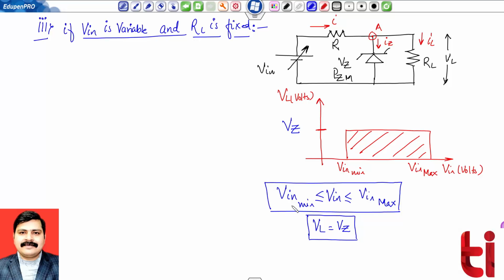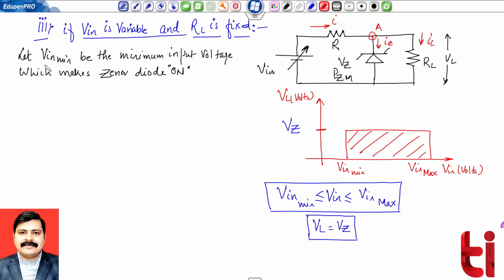So this is the goal of this exercise. I have to find the range of input voltage in which my output voltage is fixed and equal to VZ. So the first thing you have to learn is that I have to ensure that in this range my Zener diode is on. I'm assuming that Vin min is the minimum input voltage which ensures that my Zener diode is working in the breakdown region. My Zener diode is on. If this condition is satisfied, then we can find the maximum value of this input voltage.